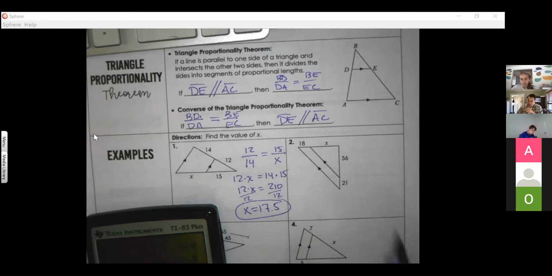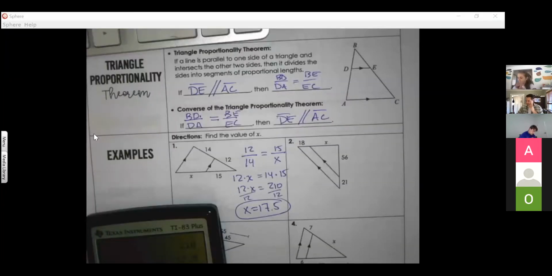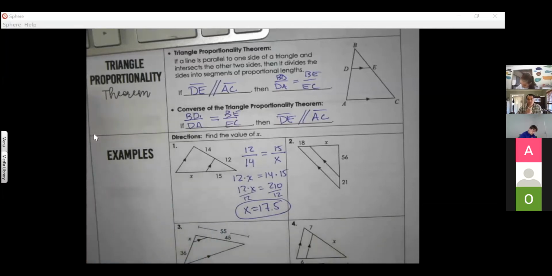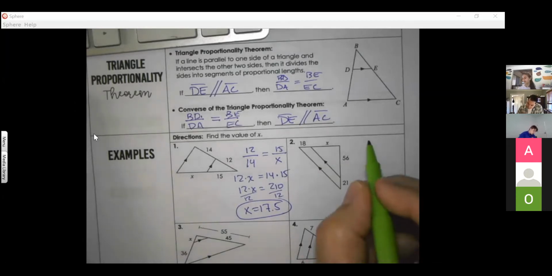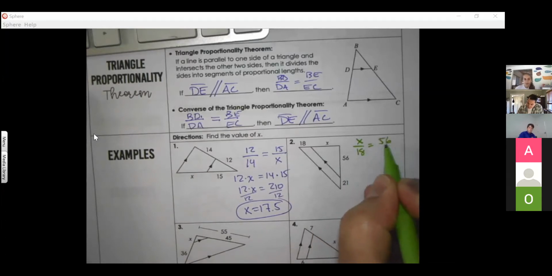Would you please take a moment and do number 2 yourselves now? Go. Can I get a volunteer to please share with me the proportion you set up? I did x over 18 is equal to 56 over 21.